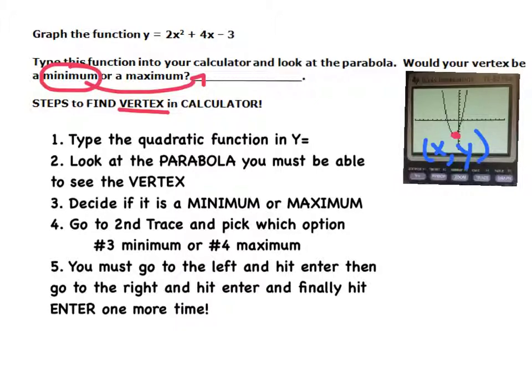Step 4 is you go to second trace, which we use a lot, and you pick which option you decided. Was it minimum? You pick number 3. If it was maximum, you hit number 4. Then you have to go to the left of it, hit enter. Then you go to the right of it, hit enter, and that's to the left and to the right of the vertex, that point in the middle. And finally, you hit enter one more time, and it'll tell you what your x and y values are.